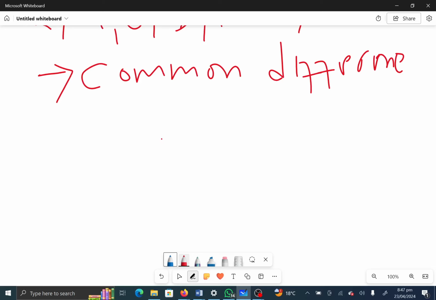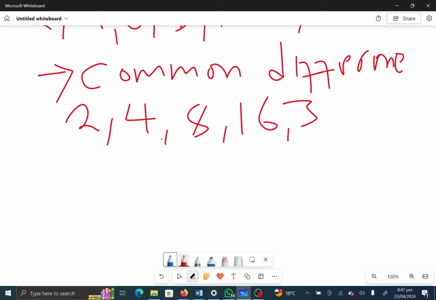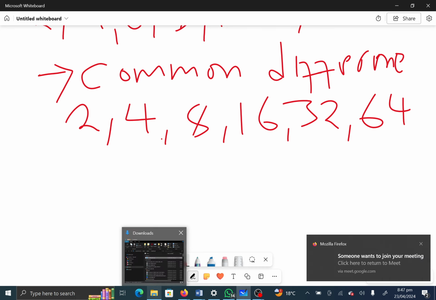If we have a progression like 2, 4, 8, 16, 32, and 64, the difference between these terms is not common.